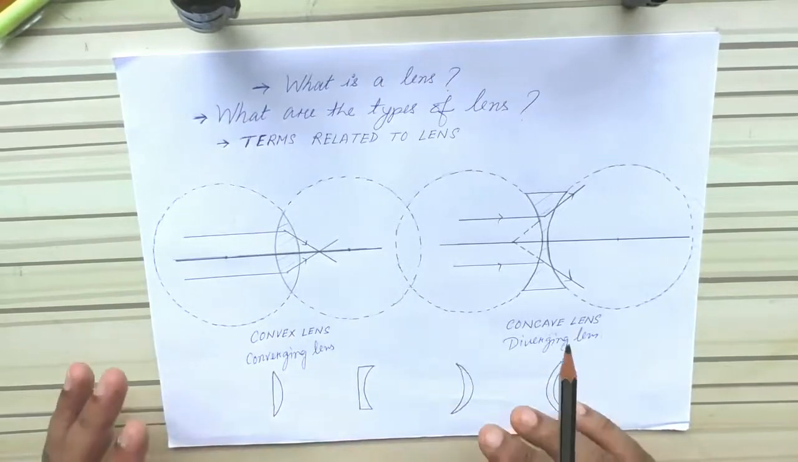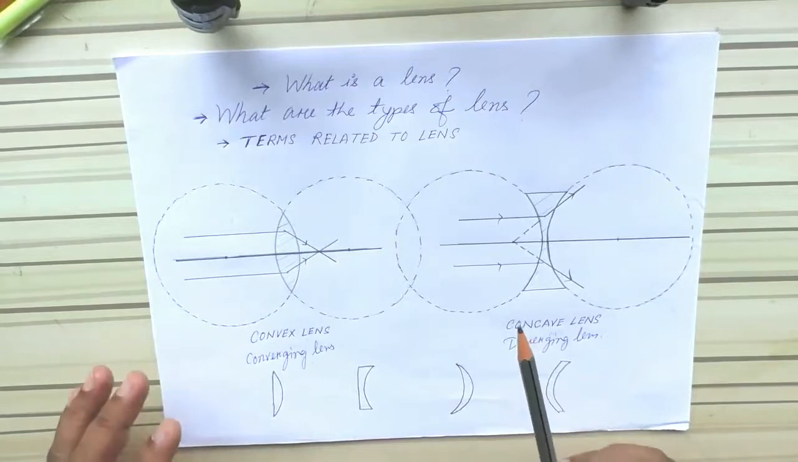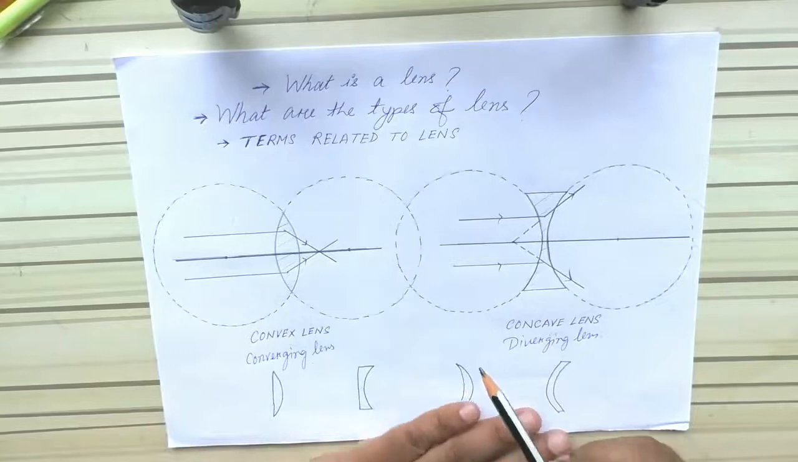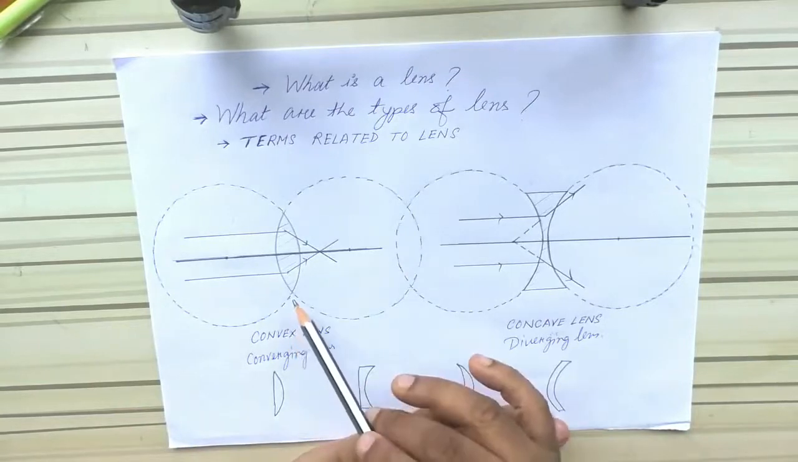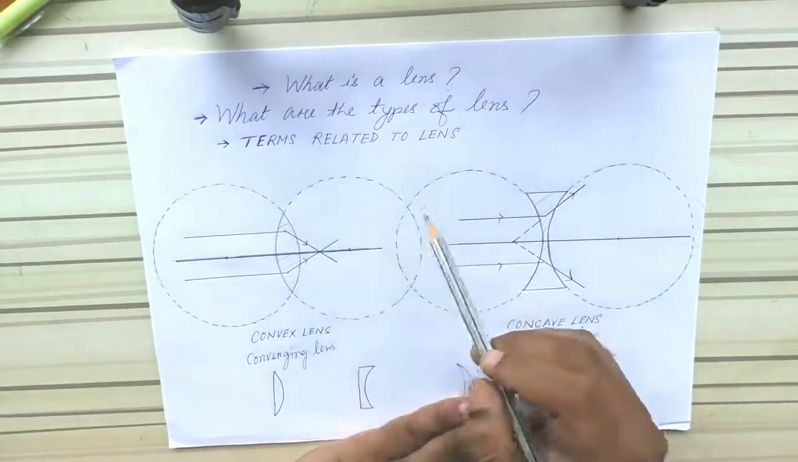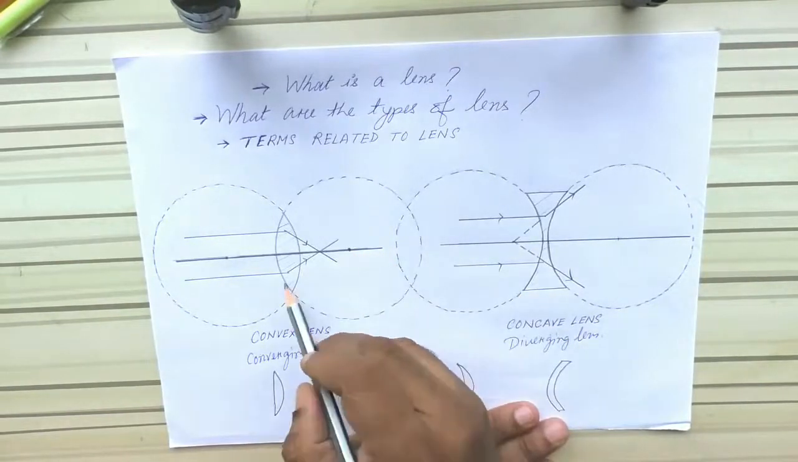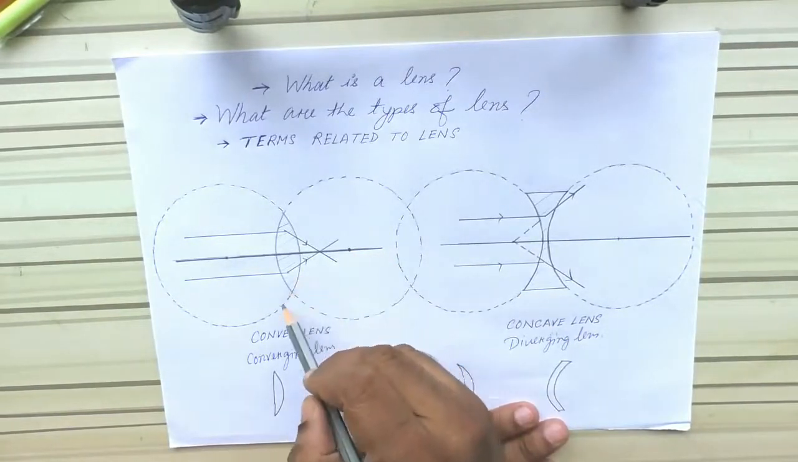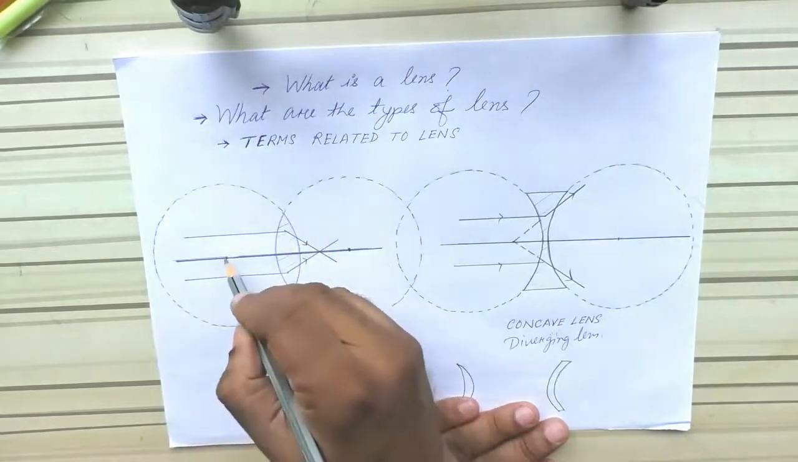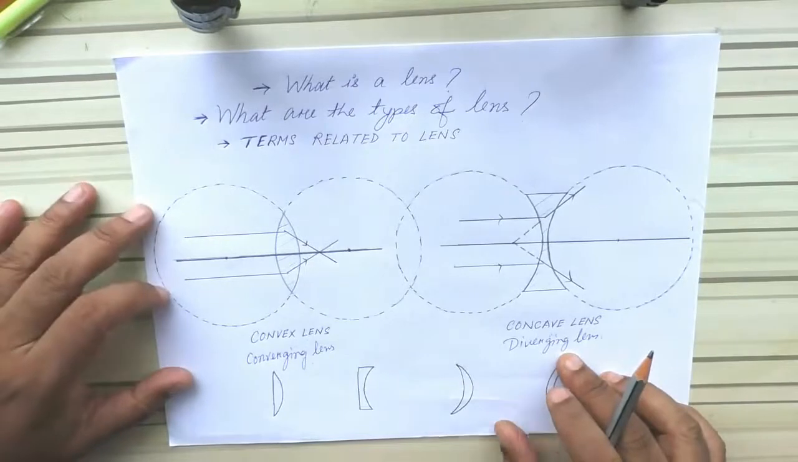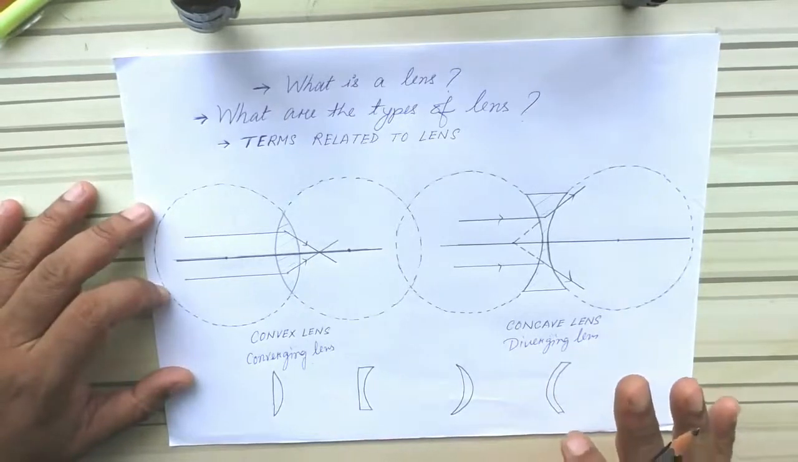So the first term is center of curvature. Now what is center of curvature? You can see here, this is a convex lens. This surface is a part of a sphere and this is the center of the sphere. This surface is also part of a sphere and this is the center of the sphere. And this is the center of the sphere of which the lens surface is a part.